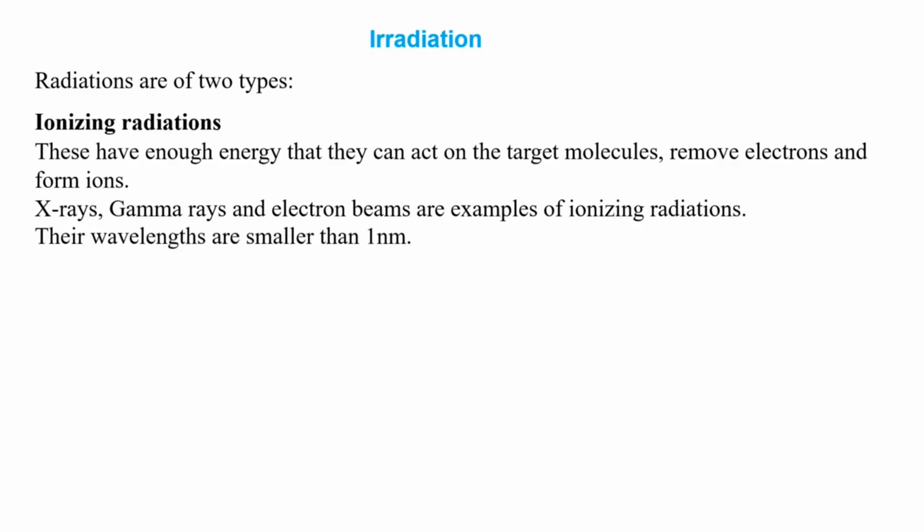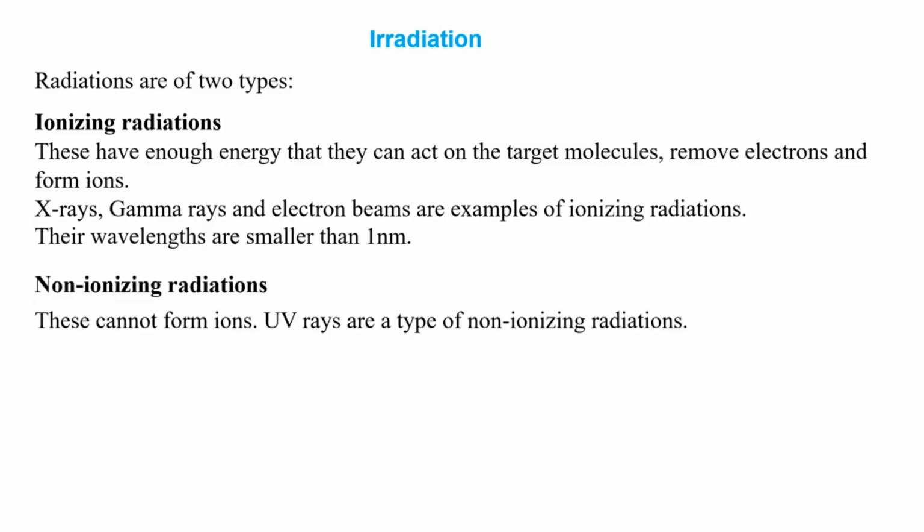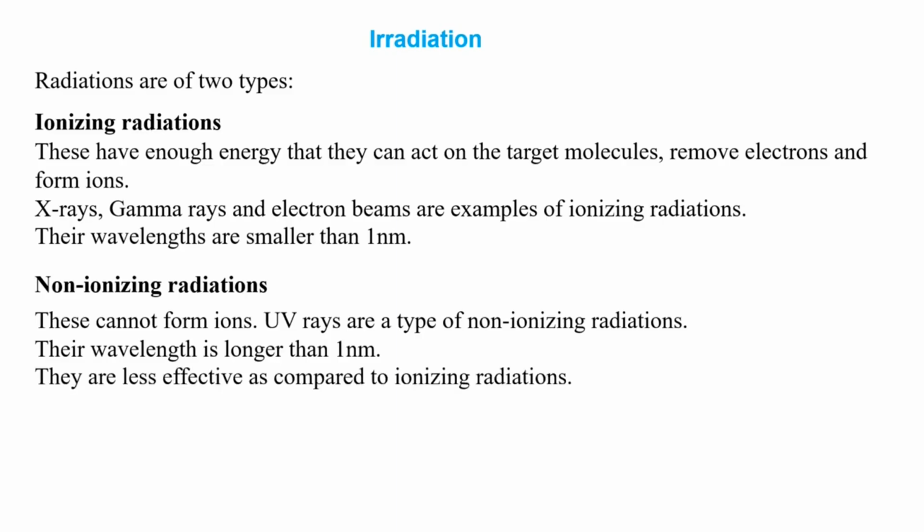The second type of radiations are non-ionizing radiations. These cannot form ions. UV rays are a type of non-ionizing radiations. Their wavelength is longer than 1 nanometer and they are less effective as compared to ionizing radiations. Ionizing radiations like X-rays and gamma rays collide with various molecules in the microbes and produce hydroxyl and hydride radicals. These highly reactive molecules are capable of degrading DNA and proteins and hence the subsequent death of the microbial cells.